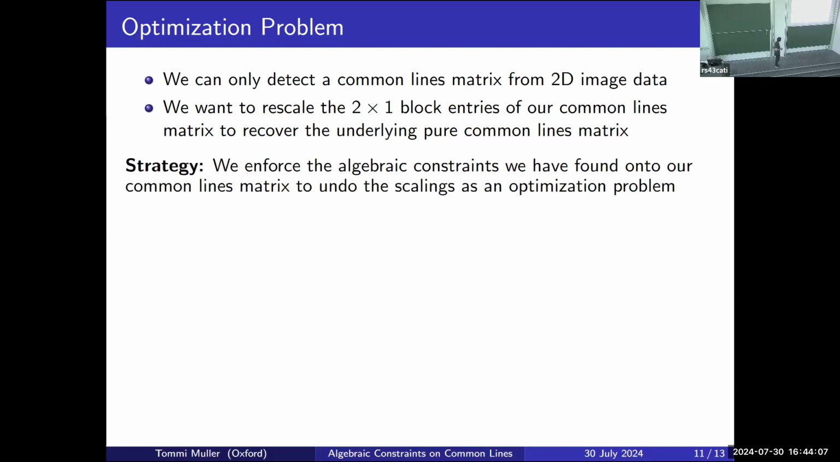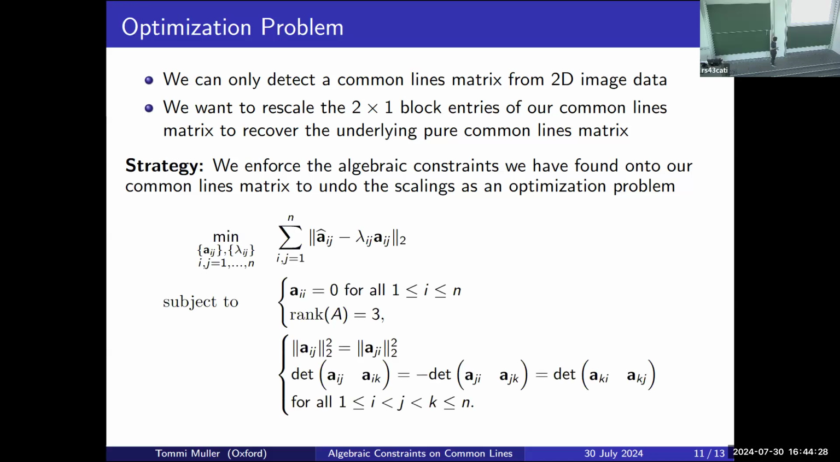So the strategy is to use our algebraic constraints and force them onto the common lines matrix we found in order to undo these scalings, lambda ij, through an optimization problem. And it's very, very straightforward. You have a problem here. A hat is the common lines matrix you find from the images. Here's the lambda ij's, the scales. Here's the matrix A. And we're just imposing that A has rank 3. So that's the one set of conditions, and the second set are these quadratic constraints that we found.